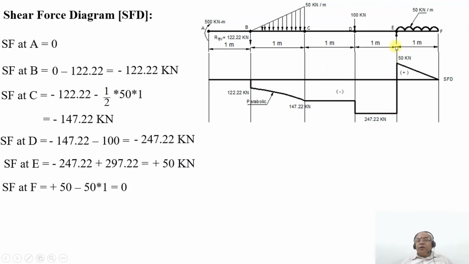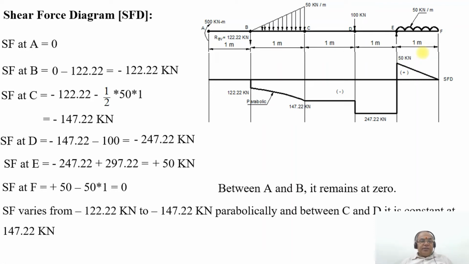So due to the point load at the point E, the SF increases from minus 247.22 to plus 50 kilonewton. Between E and F, as there is a uniformly varying load, it varies from plus 50 kilonewton to 0 at the point F, and the line joining these two will be a linear line. So that is what we have explained here. Between A and B, it remains 0.